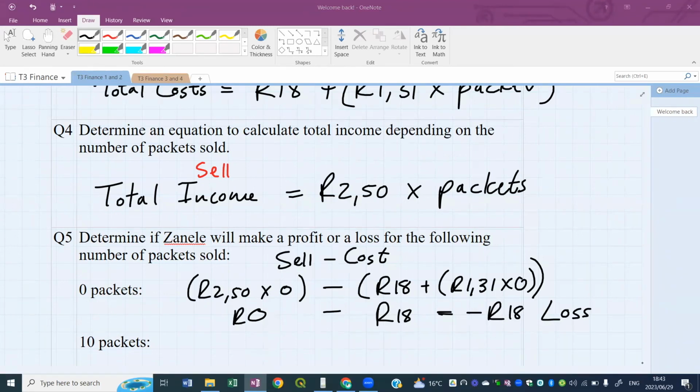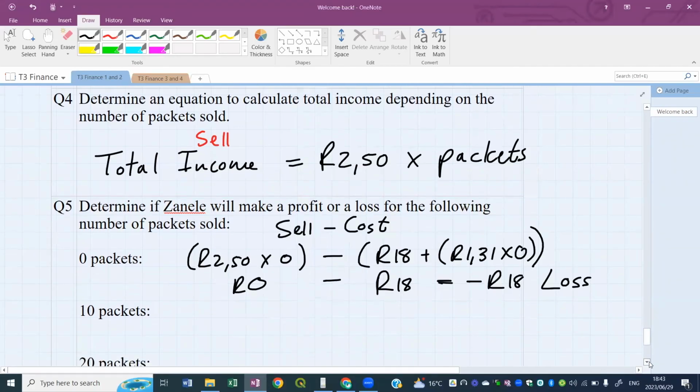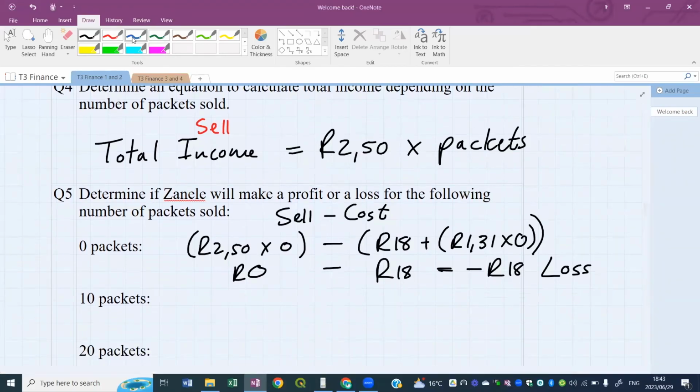Okay, now you see how I did that one there? I used the income, the selling one, which was this one here, minus the cost, which is this one over here. The two equations, and I put them into the profit formula. Let's try it with 10 packets. I'll do the second one. You guys are going to do the rest. Okay, work with me. Watch what I do.